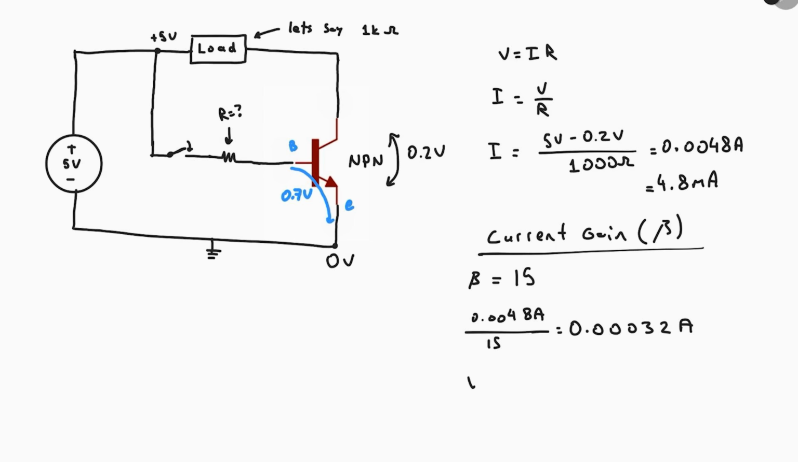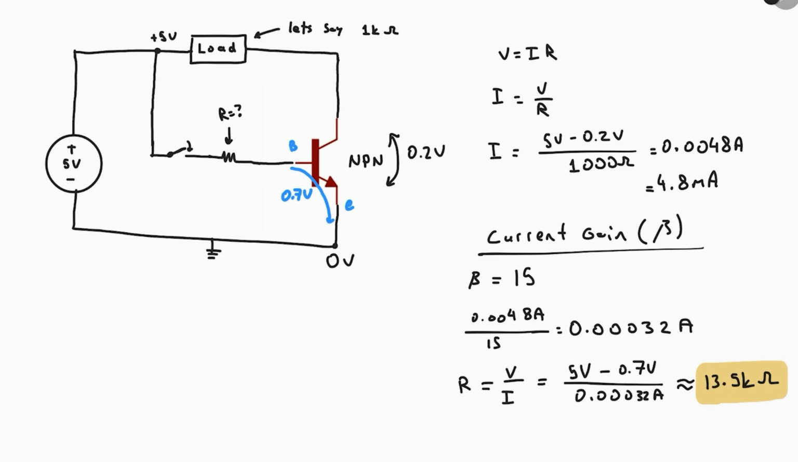Okay, then let's calculate the resistance. From Ohm's law, resistance equals voltage divided by current. And we had 5 volts minus 0.7 volts because we had a voltage drop across the base-emitter junction. And we would get this value. So we need this much resistance to fully turn on the transistor.